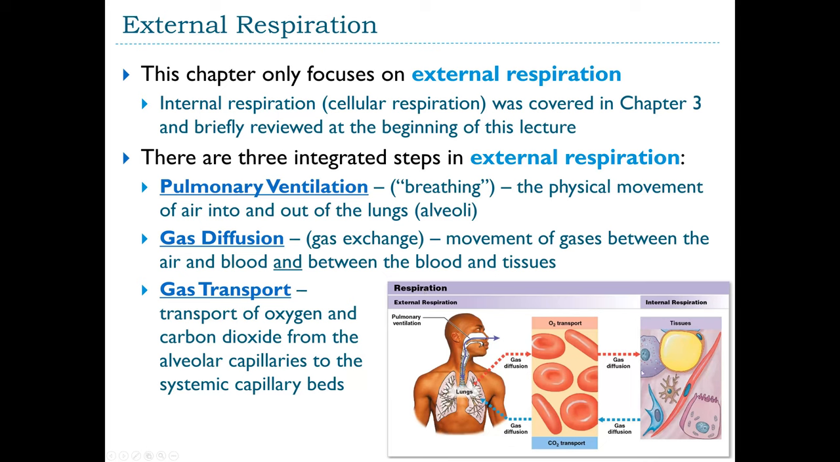So if we look at this picture again, the pulmonary ventilation portion is getting the air into and out of the lungs, so the physical movement of the air into and out of the system. Then we have the process of gas diffusion in the alveoli, where gas is diffusing from the air into the blood. Then you have the transport of the gases in the blood, and then when the blood reaches the capillaries out in the tissues, you have gas diffusion again between the blood and the interstitial fluids.